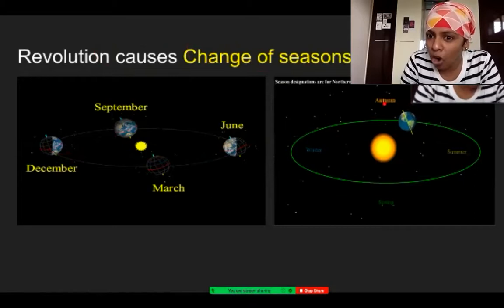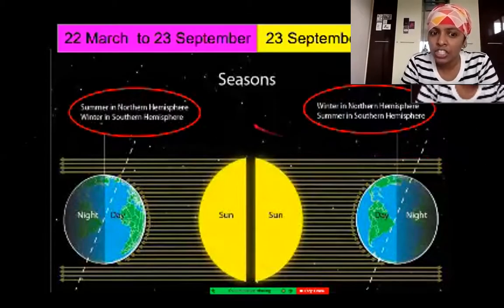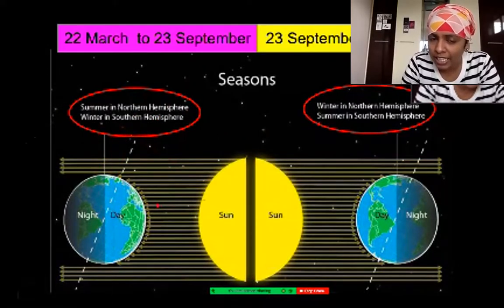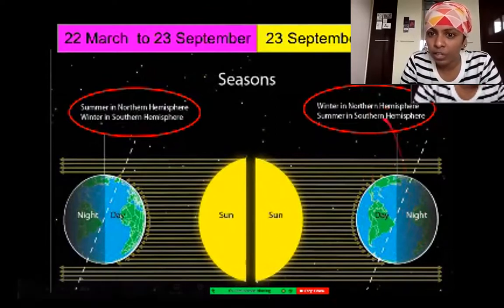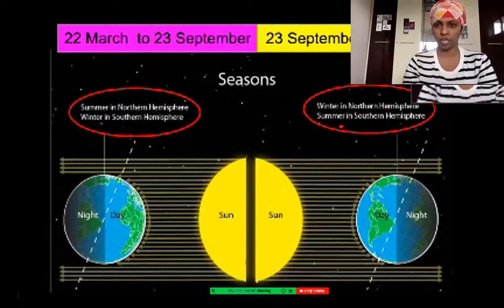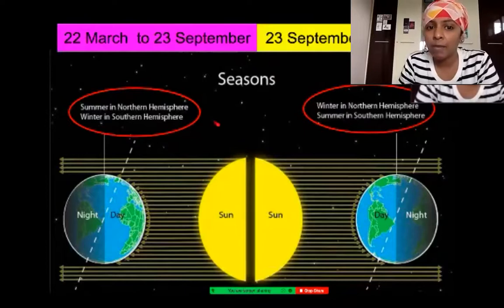So from summer, it becomes autumn. From autumn, it becomes winter. From winter, it becomes spring. And then it becomes summer again. So this is the change of seasons. Change of seasons means where sunlight comes, there will be summer. From 22nd March to 23rd September, the Northern Hemisphere, the upper part, will have summer, and the lower part, the Southern Hemisphere, will have winter. Then for the next 6 months, 23rd September to 22nd March, the Northern Hemisphere will have winter, the opposite, and the Southern Hemisphere will have summer. Okay, so every 6 months the seasons will change between the hemispheres.